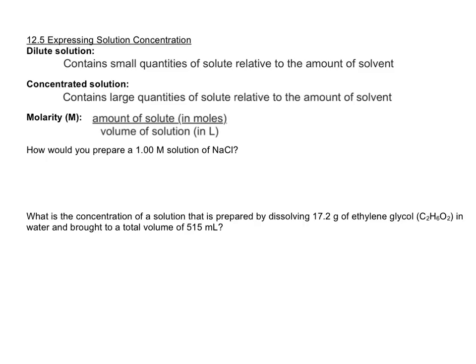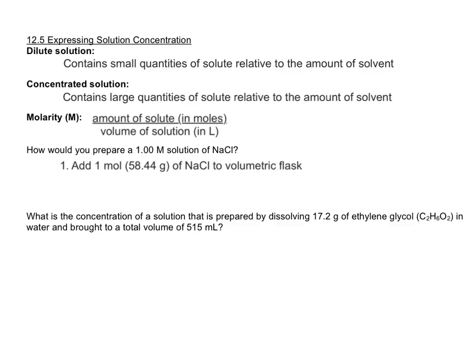Okay, so if we wanted to prepare a 1 molar solution of sodium chloride, that 1.00 capital M molar means that we have 1 mole per liter. Okay, so if we wanted to prepare 1 liter of this solution, we would need to add 1 mole of sodium chloride, which is 58.44 grams. You'd get that from your periodic table.